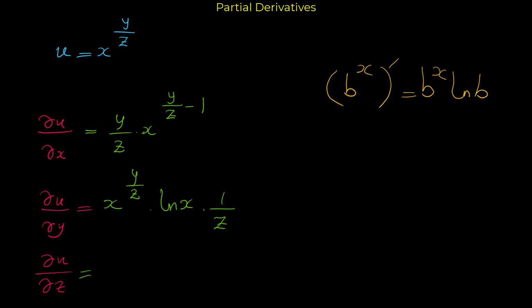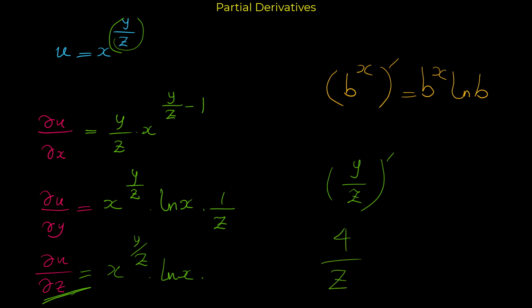And finally, what is partial derivative with respect to z? The partial derivative of u with respect to z would be, again, x to the y over z times ln of x times derivative of this. What is derivative of y over z with respect to z? This time you have to use quotient rule, because z is your variable, y is a number. This is like 4 over z. What is this derivative?